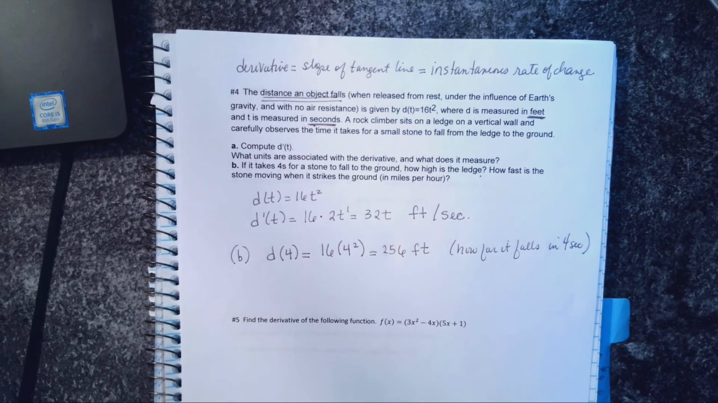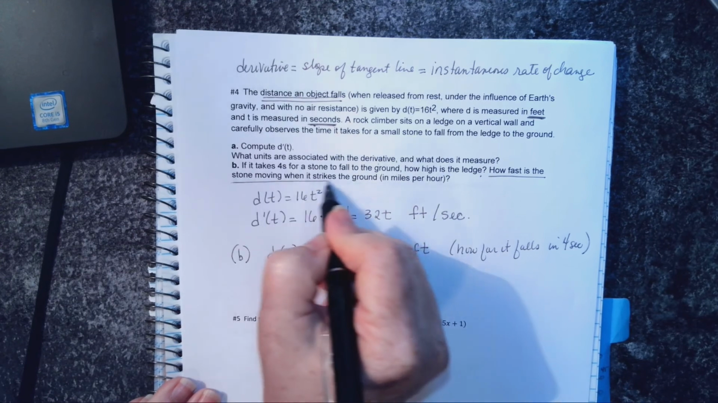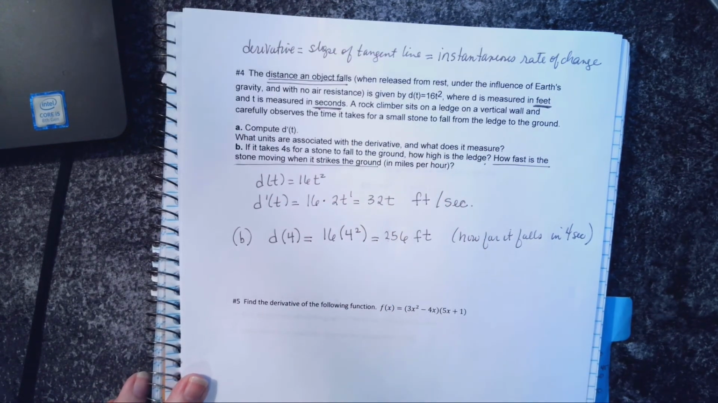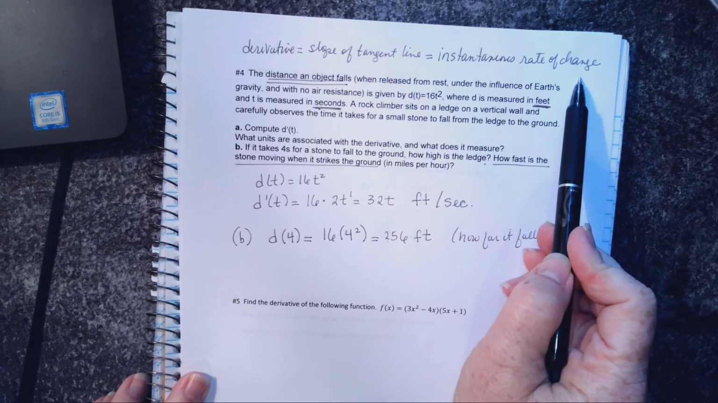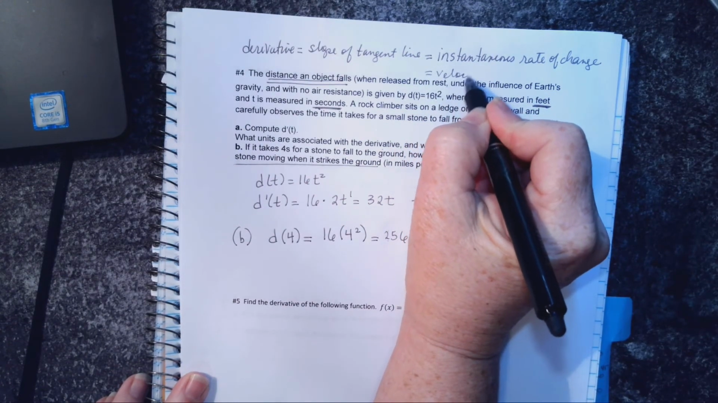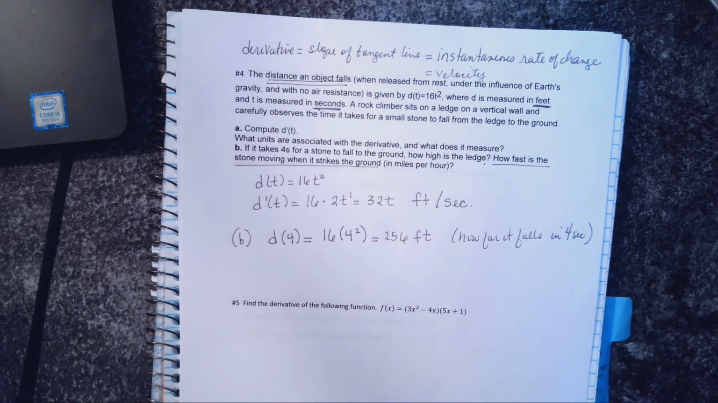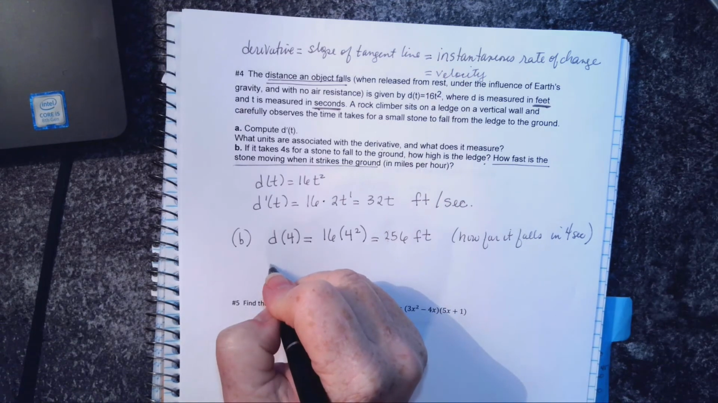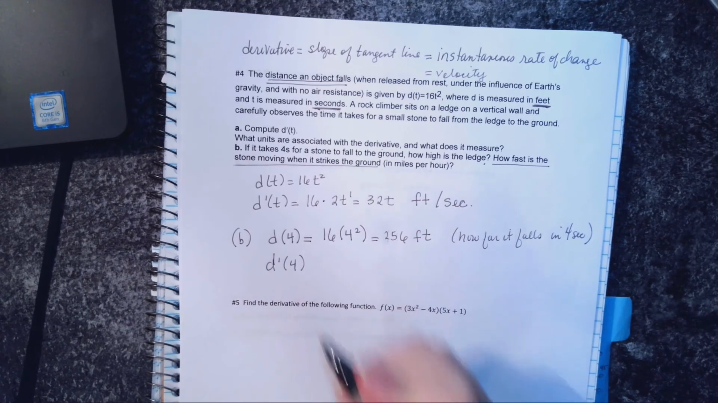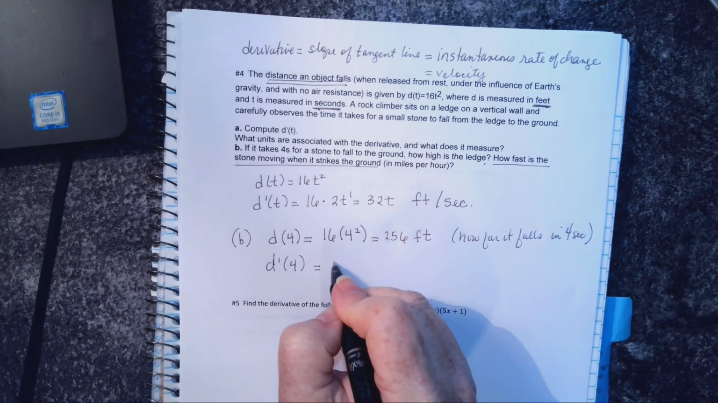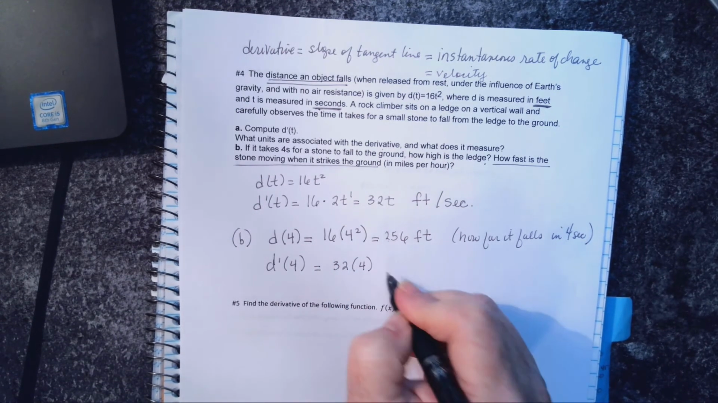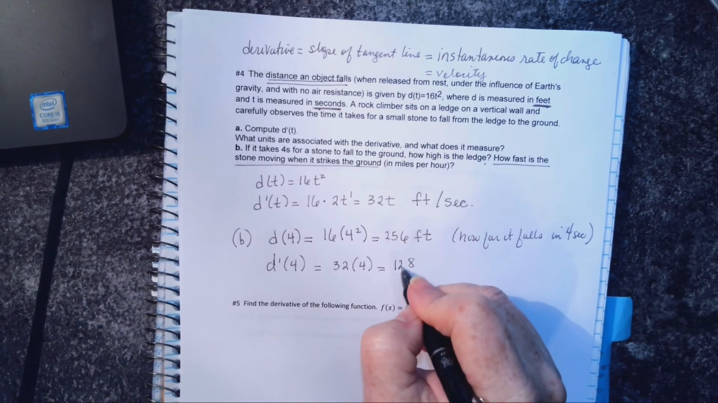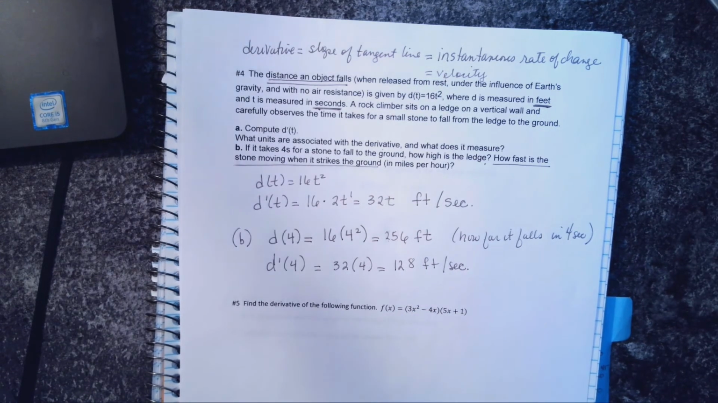Okay. Now, we also want to know how fast is the stone moving when it strikes the ground. The miles per hour part's probably going to be the longest part of this. Instantaneous rate of change is also known as velocity. So if you want to know how fast it was moving when it strikes the ground, we're going to need to look at the velocity when it strikes the ground. We'll talk about speed here in just a second. But the velocity when it strikes the ground is going to be the derivative at t equals 4, which is 32 times 4. So that would be what? 128 feet per second. So this particular rock hits the ground at a speed of 128 feet per second.